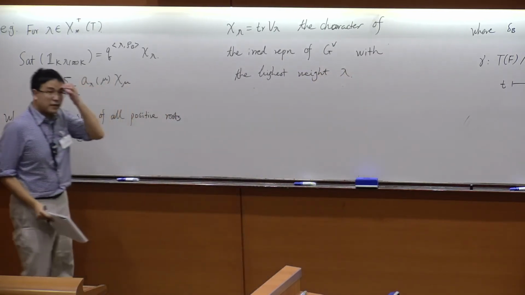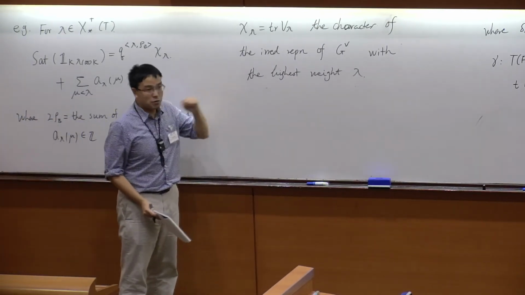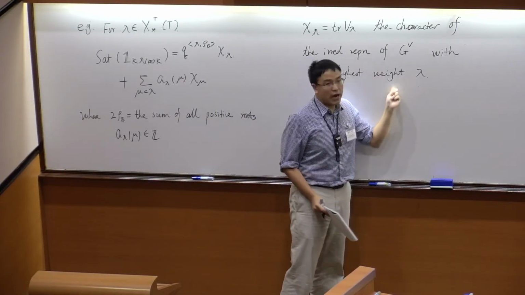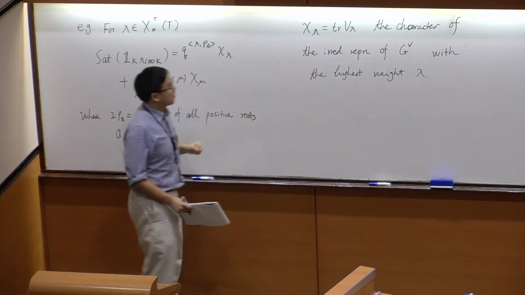The chi lambda is just the character, the Weyl character of the irreducible representation of the dual group. This is a complex group, and the associated highest weight is lambda. Okay, so that is our characters.